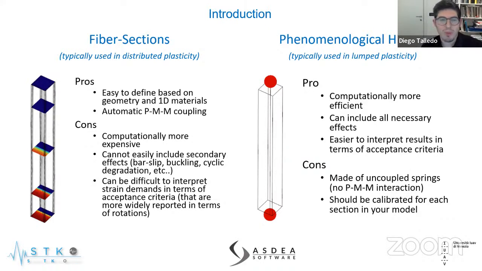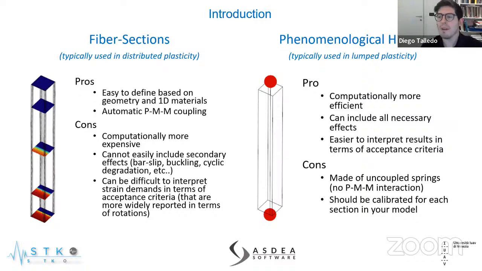Of course, there is a lot of literature, there are a lot of papers out there that deal with these specific topics and that try to include these aspects, maybe with specific hinges added or some other strategies. So it can be done, but it's not super easy and it's not so comfortable. The other thing is that it can sometimes be difficult to interpret the strain demands computed by the analysis in terms of acceptance criteria. These criteria are more widely reported in terms of rotations.